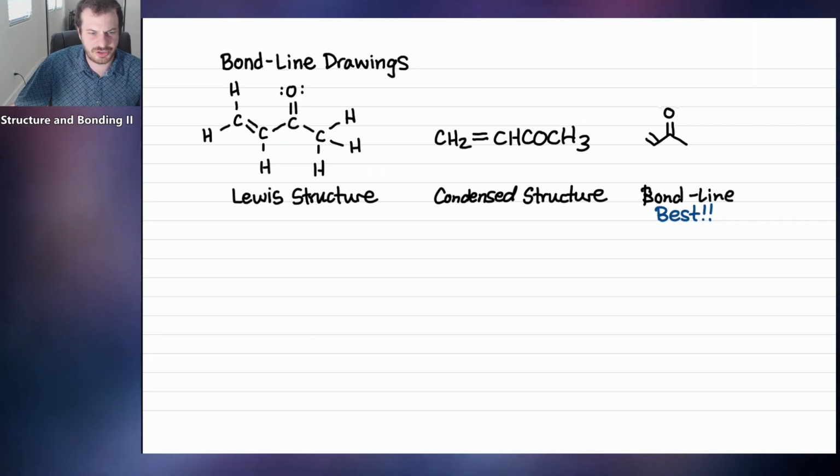Okay, so let's try and understand what's going on with these bond line structures. It seems like a lot of atoms have been truncated, meaning they've been left out. For example, we don't see any of the carbons and hydrogens at all. We do still see this double bond here, but a lot of atoms are left out, and indeed that is the case. So let's take a look at an example of a bond line structure and see what's going on here.